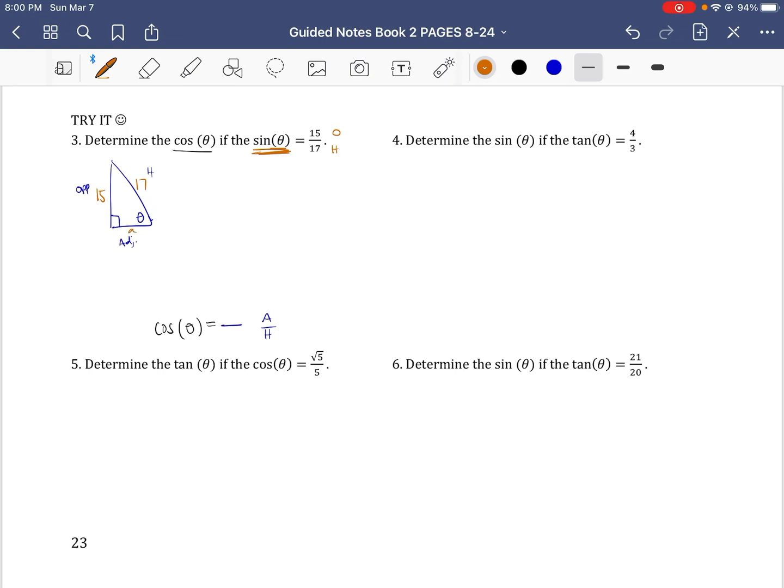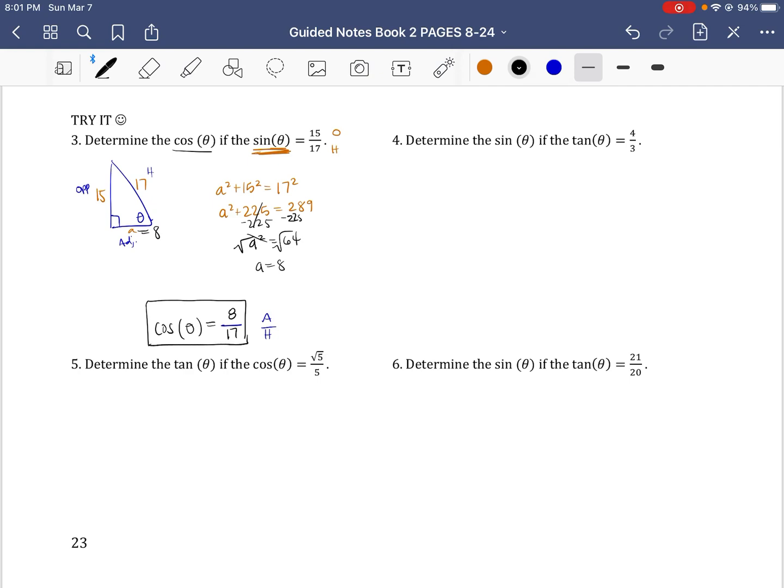Now I'm going to go ahead and find that third side. I'm going to call it little a just because it's adjacent. So I'm going to do leg squared plus leg squared is equal to hypotenuse squared. That gives me that a squared plus 225 is equal to 289. We subtract that 225 as we solve for a squared, and we end up with 64. We square root, a is equal to 8. So in this case, if I'm finding the cosine, adjacent is 8 over the hypotenuse, which is 17.